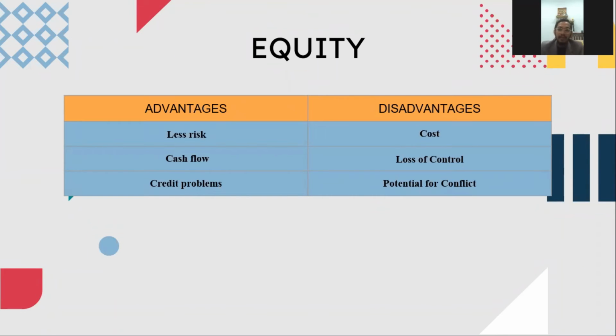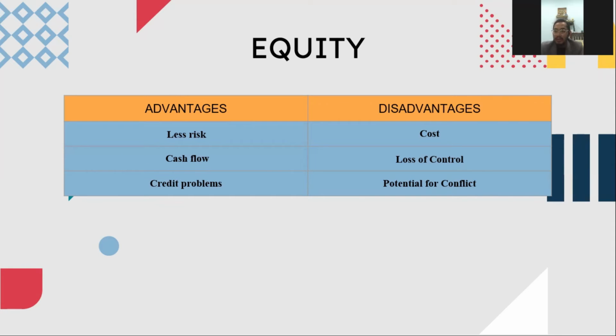For the advantages and disadvantages of equity, the first advantage is less risk because there is no monthly set loan payment. This can be quite helpful when starting a company with no positive revenue cash flow early in the month. Second is cash flow. Third is credit problem. For the disadvantages, first is cost. Second is loss of control.